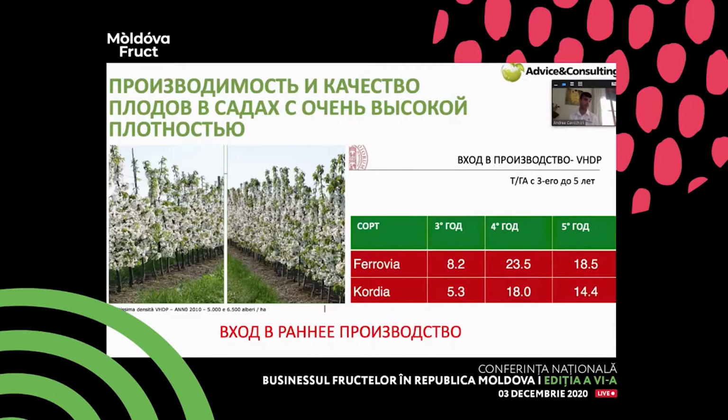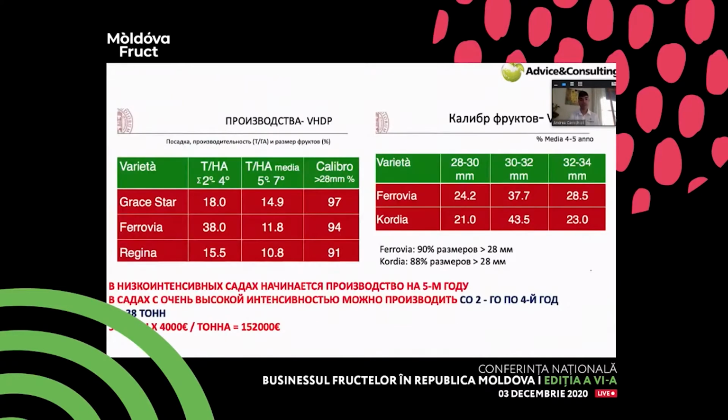You see an example on the screen of 5,000 to 5.5 thousand trees that were created in 2010 with varieties Ferrovia and Cordia. It should be mentioned here that starting year 3 and up to year 5, we managed to harvest 8.2 tons per hectare, while in year 5, 18.5 tons per hectare. So the orchard enters into fructification very quickly, which is a special characteristic for highly intensive plantations.